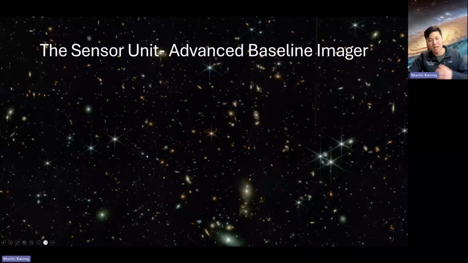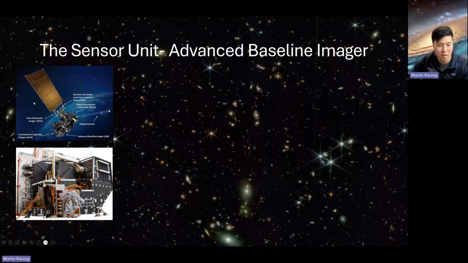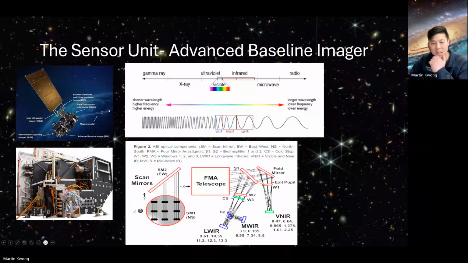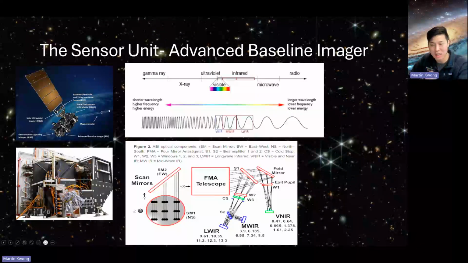So with that said, then we get into our current generation on-orbit imager, which is the Advanced Baseline Imager. Here's a picture of one of the GOES satellites, and the Advanced Baseline Imager is right here. And this is what it looks like as a standalone unit. Here it shows the wavelengths of light that it collects: visible, near infrared, mid-wave infrared, long-wave infrared. So it captures this visible band, but goes all the way into the infrared bands.